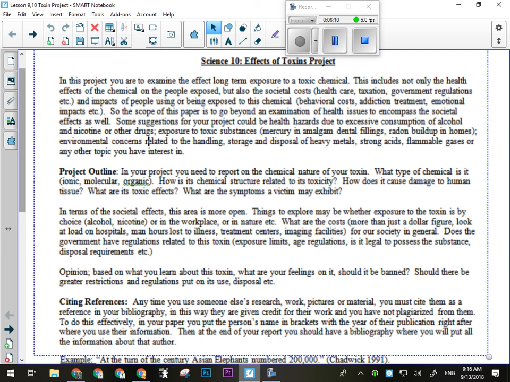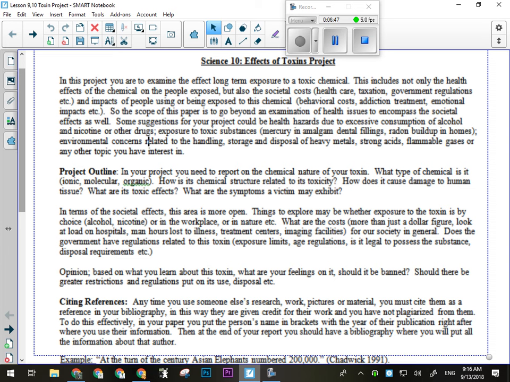So we could talk about impacts of people using or being exposed to the chemical. That could be behavioral costs, addiction treatment, emotional impacts, etc. If somebody is addicted to crystal methamphetamine and they commit crimes and get caught, they're going to go to jail. Who pays for that? Taxes. Everybody pays for that. So if somebody ends up in jail, it costs me money. I have to pay to keep them in there and feed them every day and all that other stuff. But that's okay. When they're in jail, they're not out committing more crimes. So that's money well spent. But it's still a societal cost.